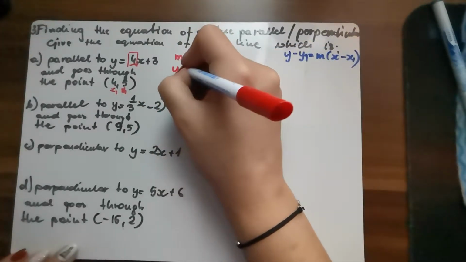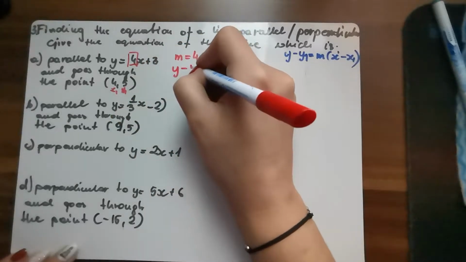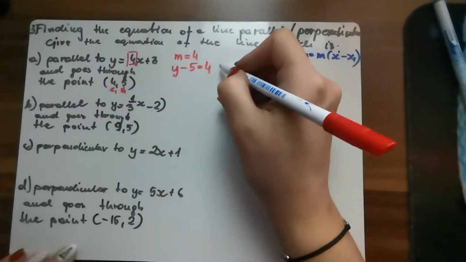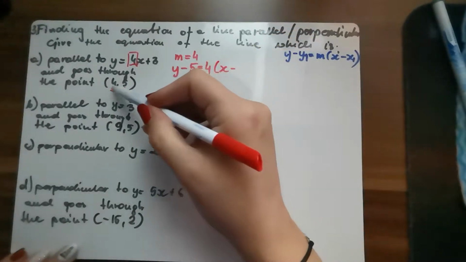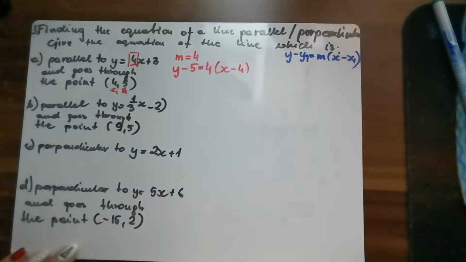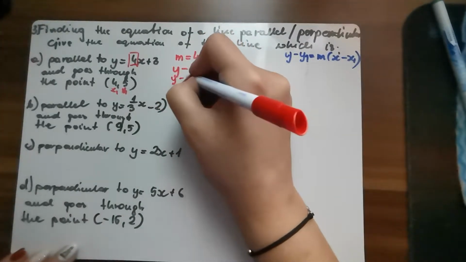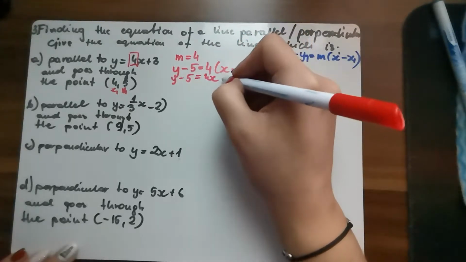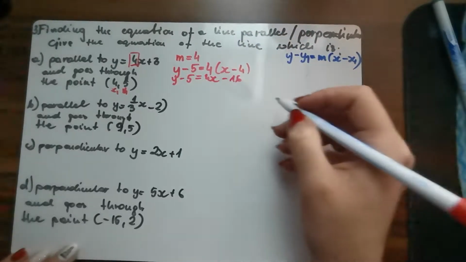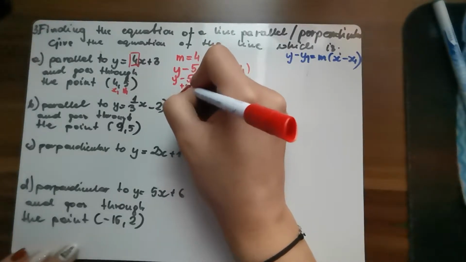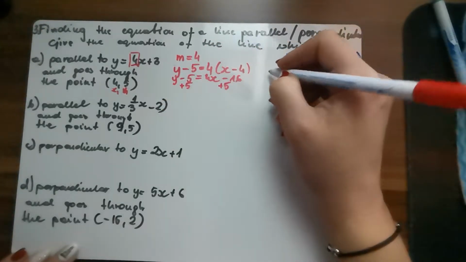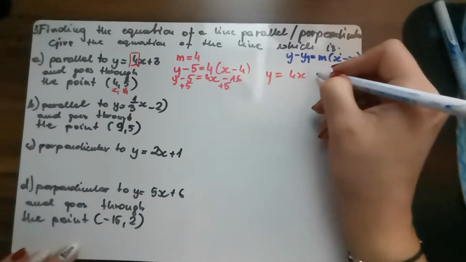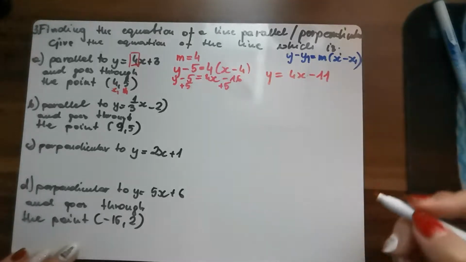So it will be y take away 5 is equal to m times x take away x1, 4. Expand: y take away 5 is equal to 4x take away 16. Rearrange, so add 5 to both sides, and we will get y is equal to 4x take away 11.